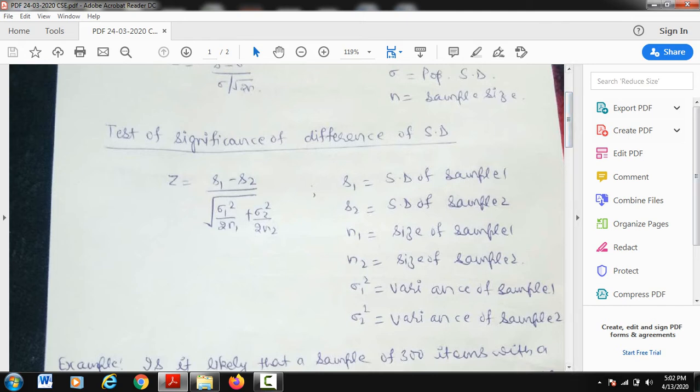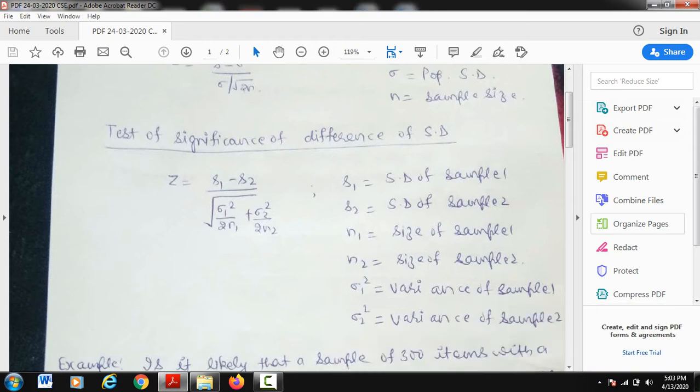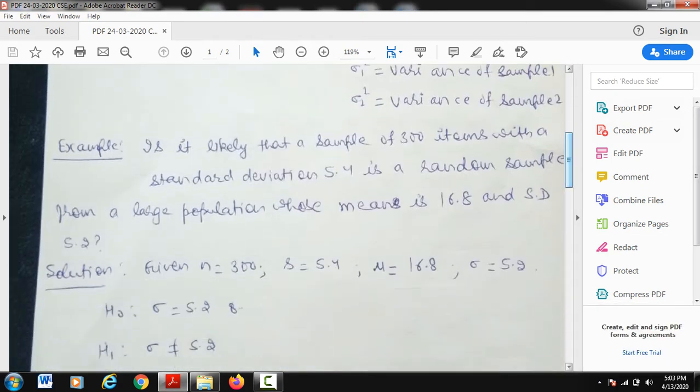Now I am going to clear the concept through applications, or numericals. The numerical that I am going to discuss is, first of all, an example. Let us read its statement firstly. Is it likely that a sample of 300 items with a standard deviation 5.4 is a random sample from a large population whose mean is 16.8 and standard deviation is 5.2?